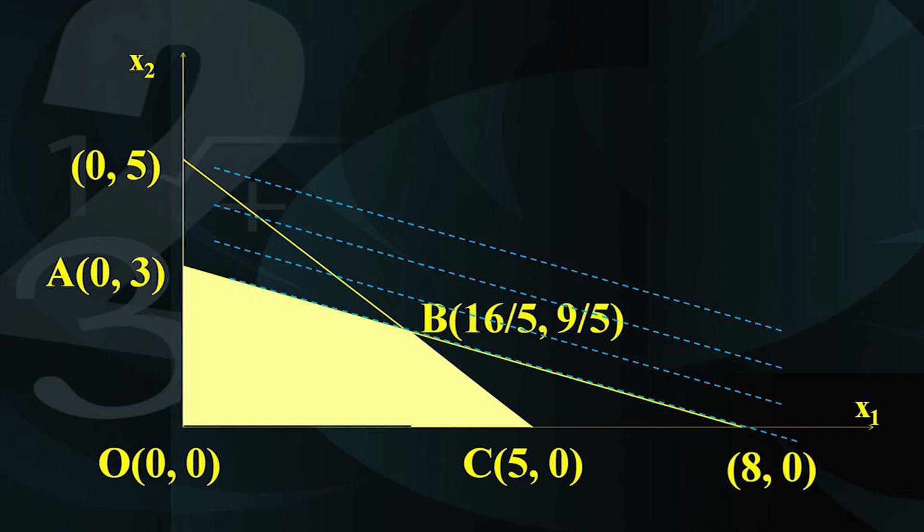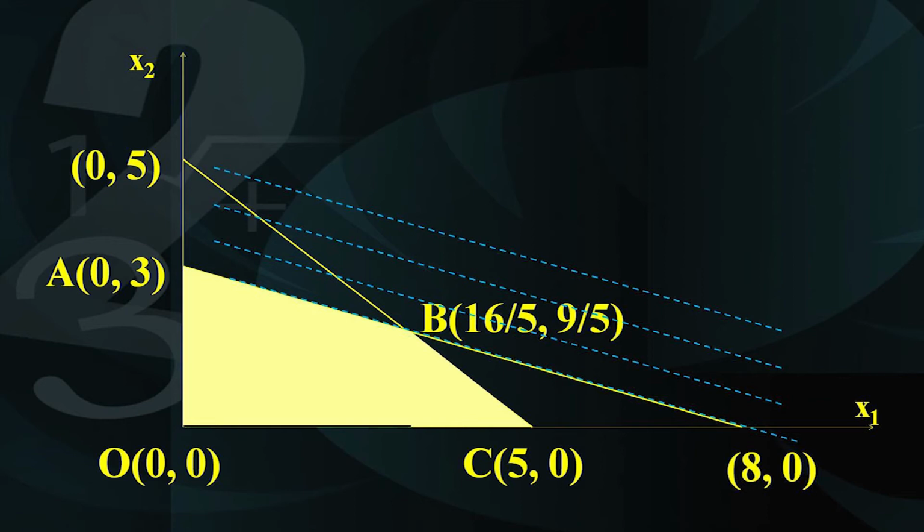Out of this family of straight lines, the one that is intersecting the feasible region is going to give us the optimum solution. You can see that the optimum solution will lie on these 2 points A and B. So, the solution lies on the points A and B, and in fact it will lie on all points on the line segment joining A and B.